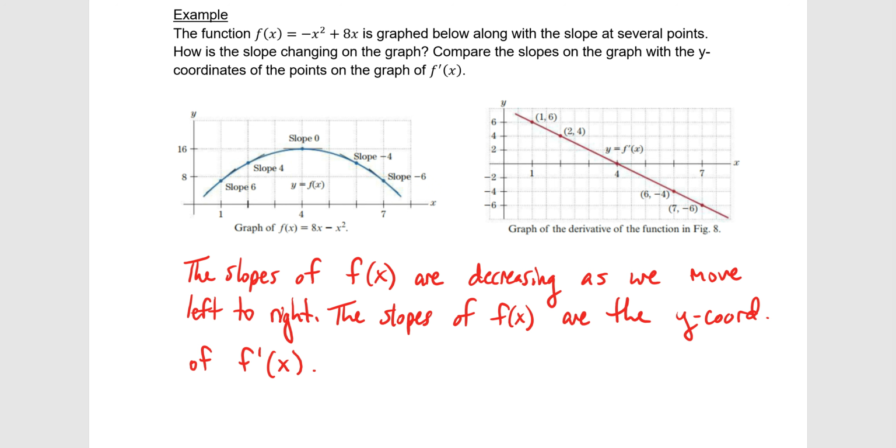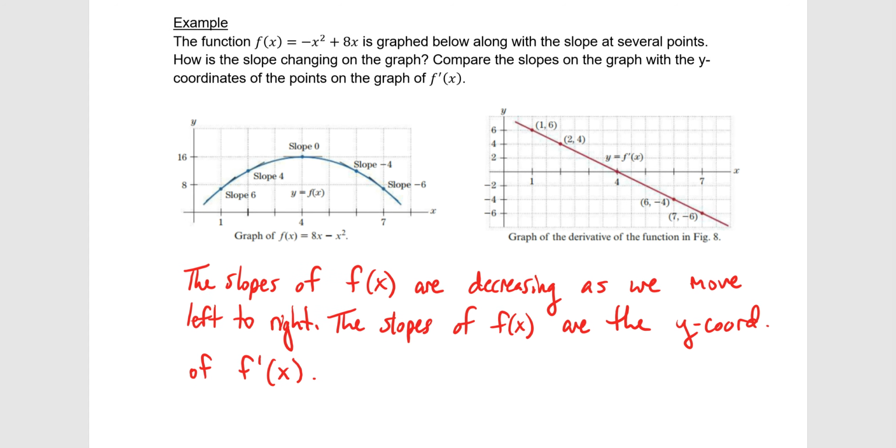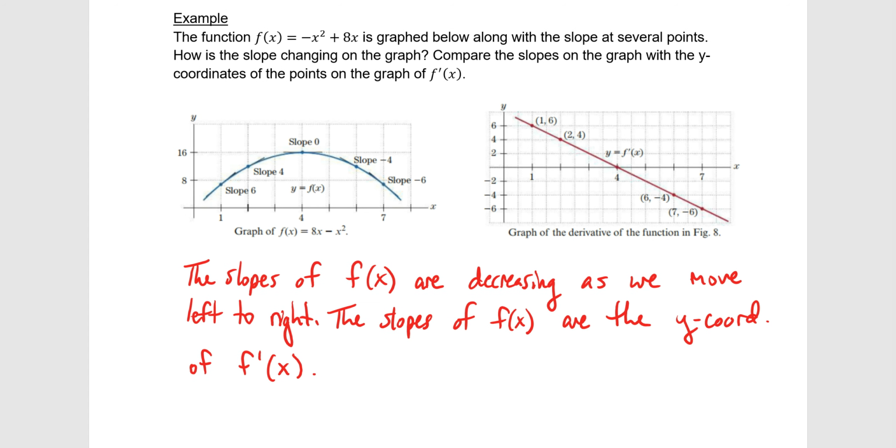And if we want to compare those values with the y-coordinates of the derivative function on the right, we have a slope of 6, and that is the y-coordinate for the derivative. Then we have a slope of 4. That is also the y-coordinate for the derivative. Notice it's in the same x position. Slope of 0, that's the y-coordinate for the derivative, and so on. Slope of -4, y-coordinate, slope of -6, y-coordinate, which will happen every single time because that is the relationship between f of x and f prime of x.